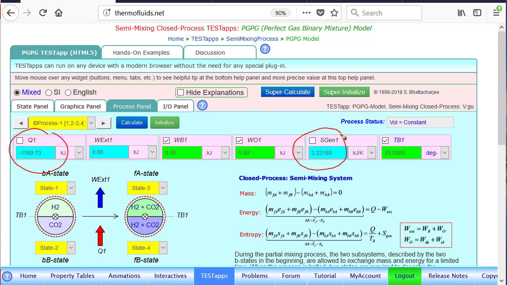So when using a binary mixture, the only trick is that you have to somehow figure out the mass fraction or mole fraction of component A, and then everything else is like any other thermodynamic model.